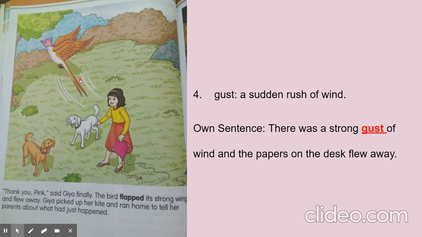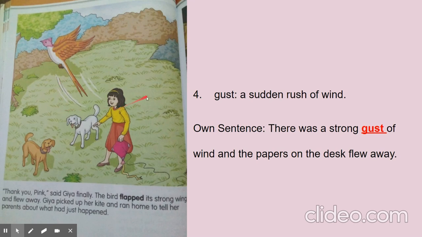Gia picked up her kite and ran home to tell her parents about what had just happened. So Gia took her kite and she ran to her house to tell her parents what had just happened, that she has seen Pink after so many years.